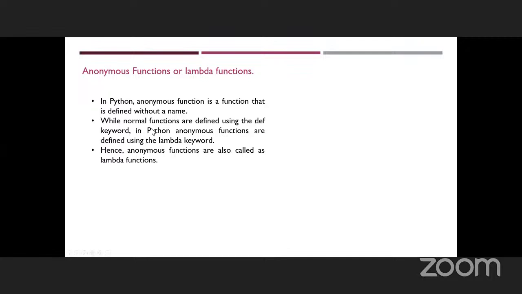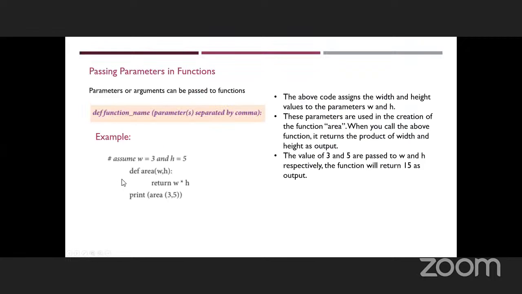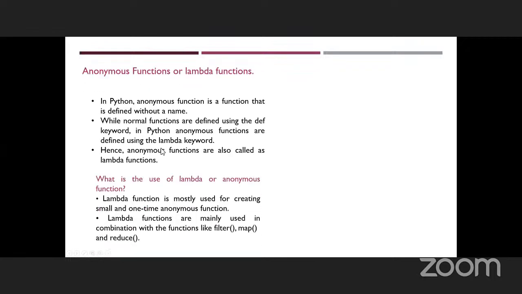While normal functions are defined using the def keyword in Python, anonymous functions are defined using the lambda keyword. Like in normal functions we use the def keyword, here we use the lambda keyword.